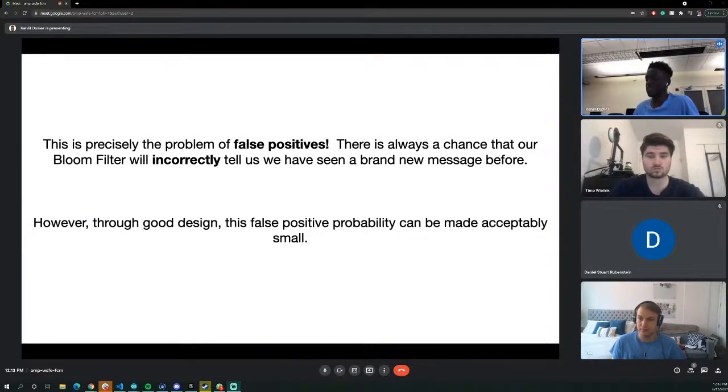All right, so there we go. That's in a nutshell the fundamental trade-off. We get this nice space-saving algorithm that takes advantage of our hash functions for randomness, but these collisions can sometimes happen. Although through good design, ideally, this false positive probability can be made acceptably small. What does acceptably mean? Well, it depends on your application, but we can precisely quantify exactly what this false positive probability will be in terms of parameters of our Bloom filter. So let's do that.